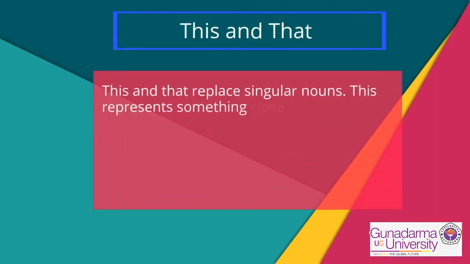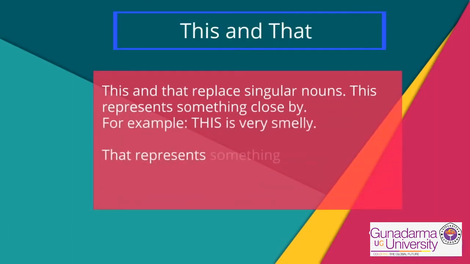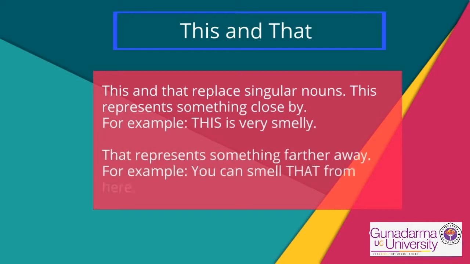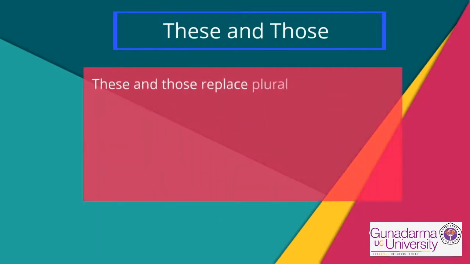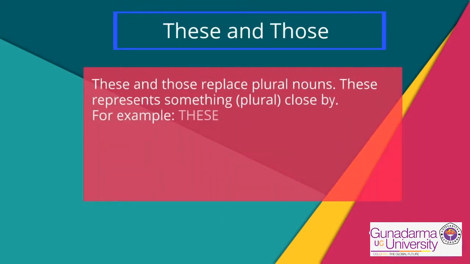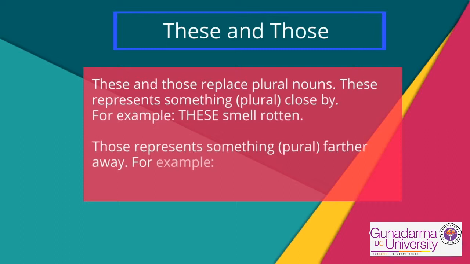This and that replace singular nouns. This represents something close by. This is very smelly. That represents something farther away. You can smell that from here. These and those replace plural nouns. These represent something close by. These smell rotten. Those represent something farther away. Do not paint those.